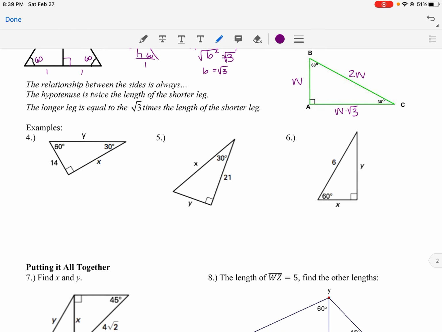Okay, so you'll notice here across from the 30 is the 14. So this is like w in my picture. So if this is like w, then y is 2 times w. So we would have 2 times 14. So we get 28. And then x is 14 times the square root of 3.